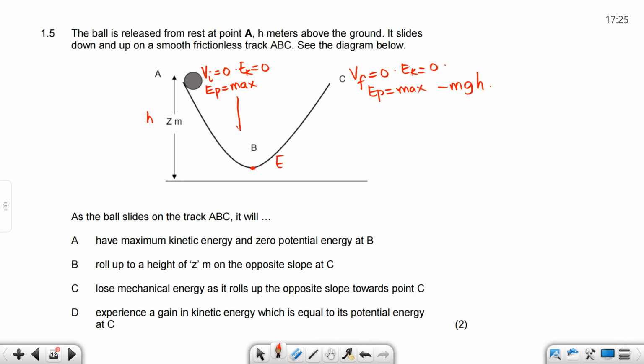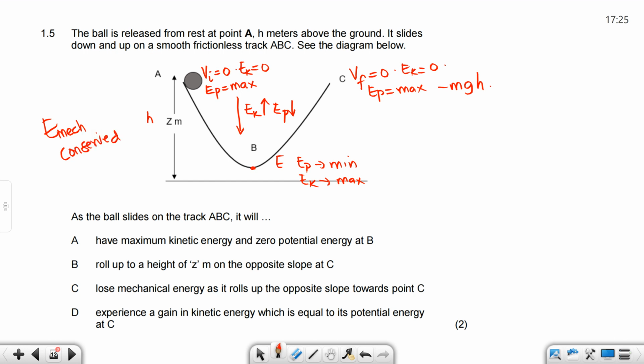But at the bottom, what's happening? As it comes down, EK is now increasing. EP is what? They are swapping values. So at the bottom, EP is at what? Minimum. While EK is at what? Maximum. But throughout the system, mechanical energy is conserved.